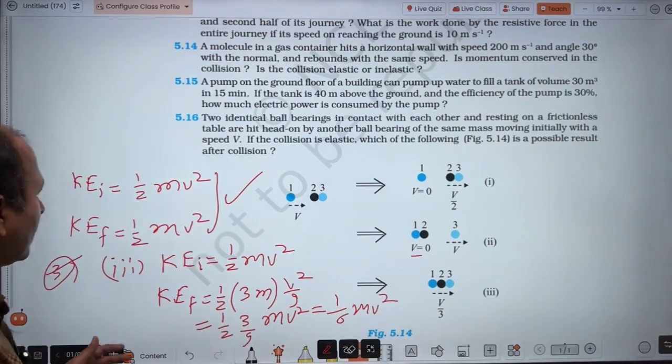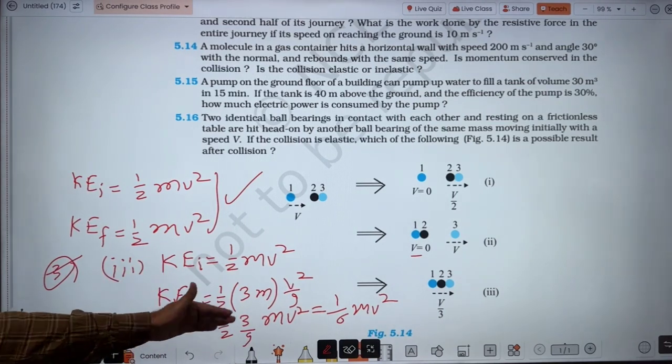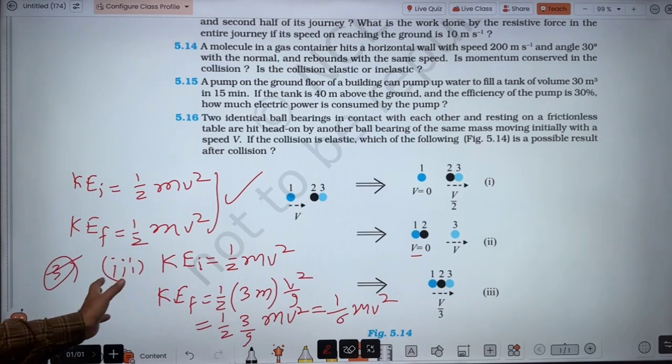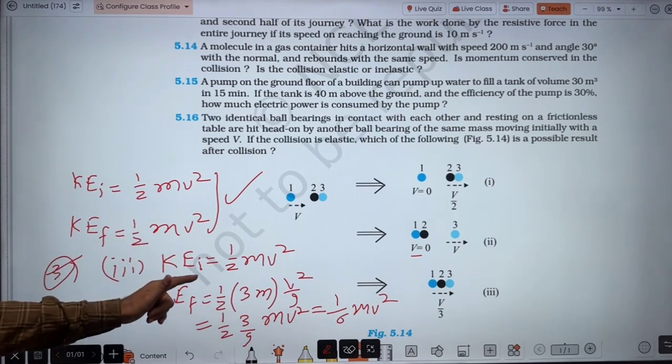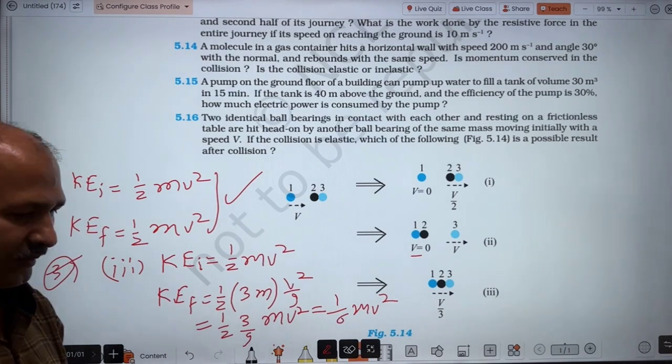Here again, what you notice, initial kinetic energy and final kinetic energy are not the same. So kinetic energy is not conserved. So this collision is inelastic. I think you have understood.